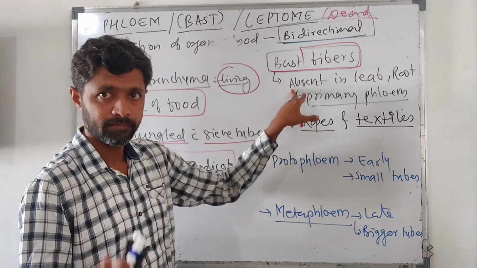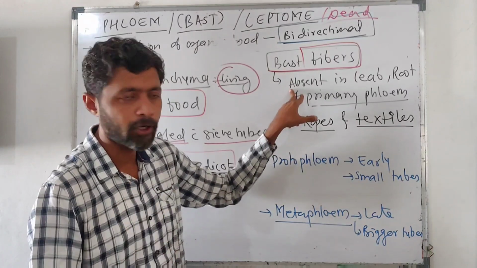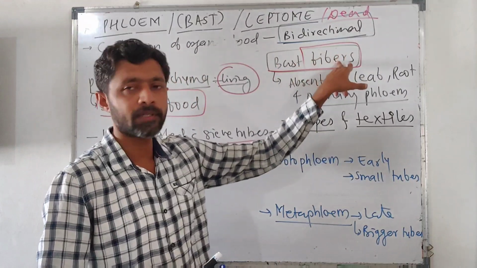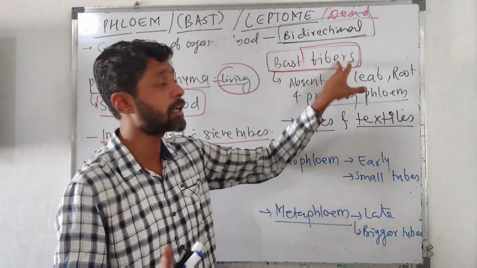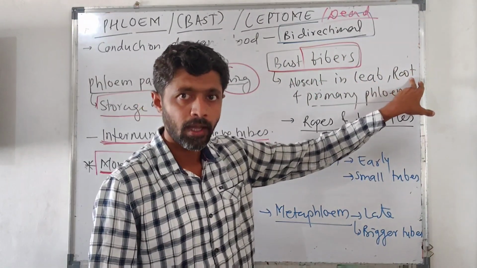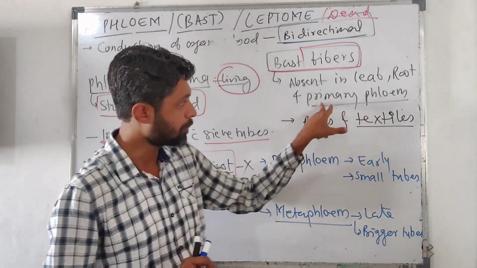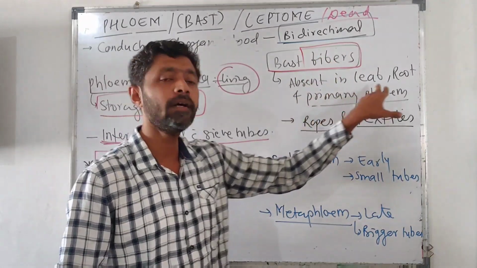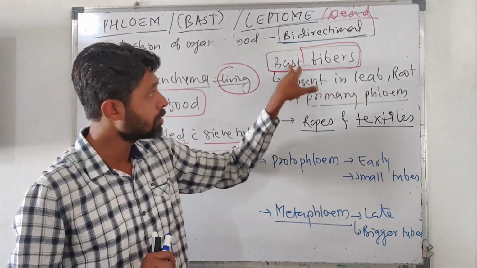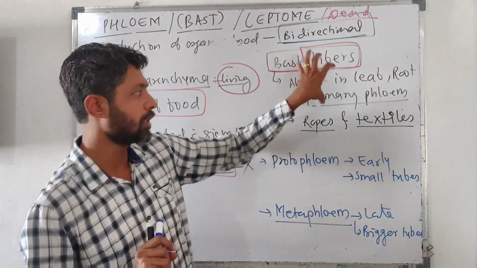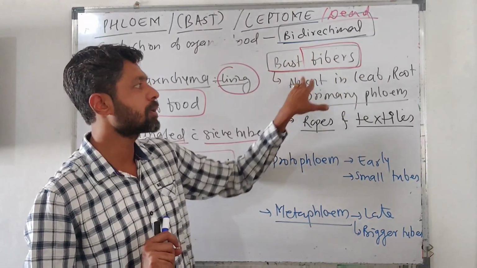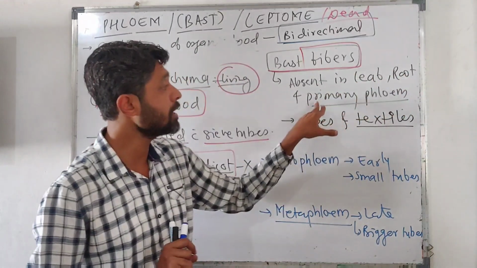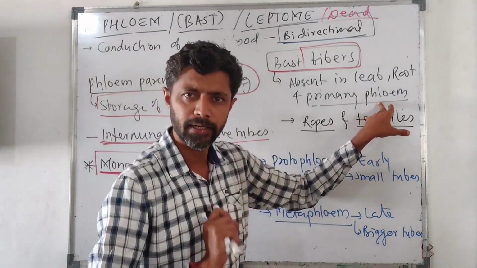So these bast fibers or phloem sclerenchyma are absent in leaf and root. And on the basis of development, there is primary phloem and secondary phloem. These bast fibers are absent in the primary phloem also. Important thing, you could get a question: bast fibers are absent in leaf phloem, root phloem and primary phloem, but they are present in the secondary phloem.